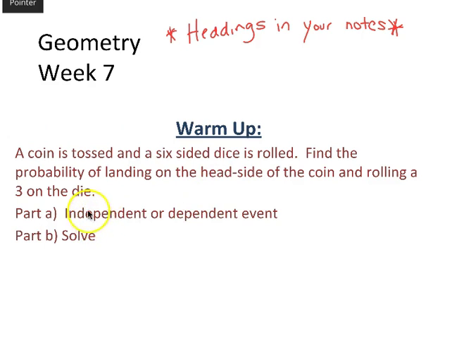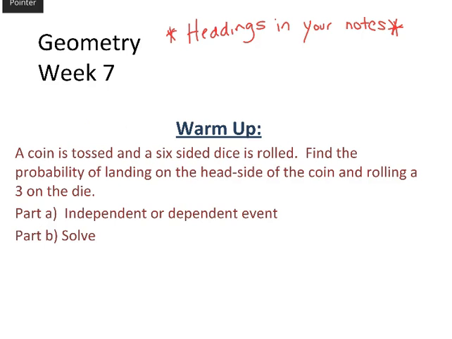So first, decide if this is an independent or dependent event, because that will help you determine how you're going to find the probability of throwing a coin, landing on heads, and rolling a 3 on a dice. So go ahead and click pause, work on this in your math notebook, and then when you're ready to check your work with mine, go ahead and click play.